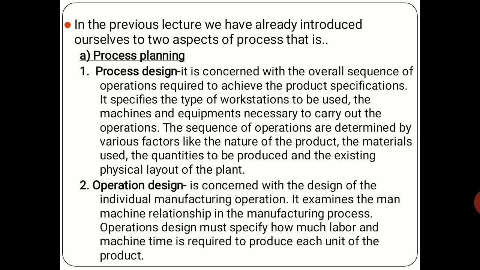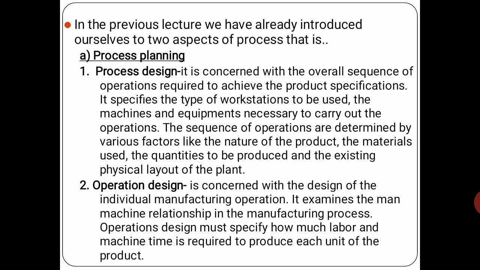What are those two aspects? As I told you, it is process planning and process selection, right. Process planning includes process designing and operation designing. Now, what is this process designing? It is mostly concerned with the overall sequence of operations required to achieve the product specification.